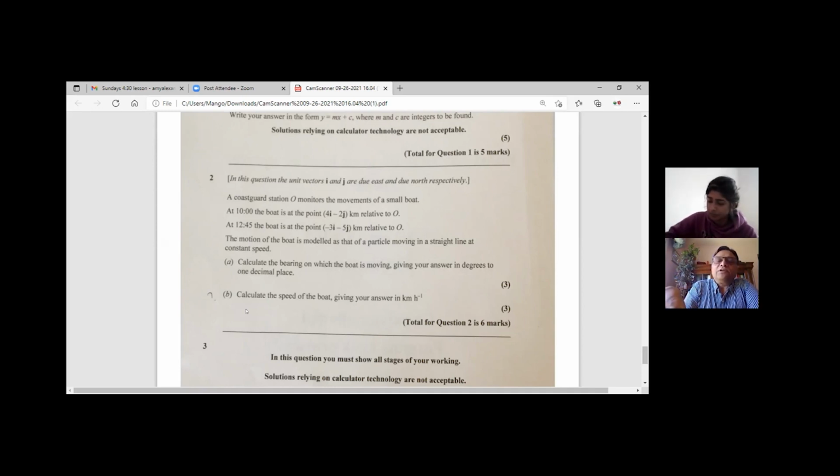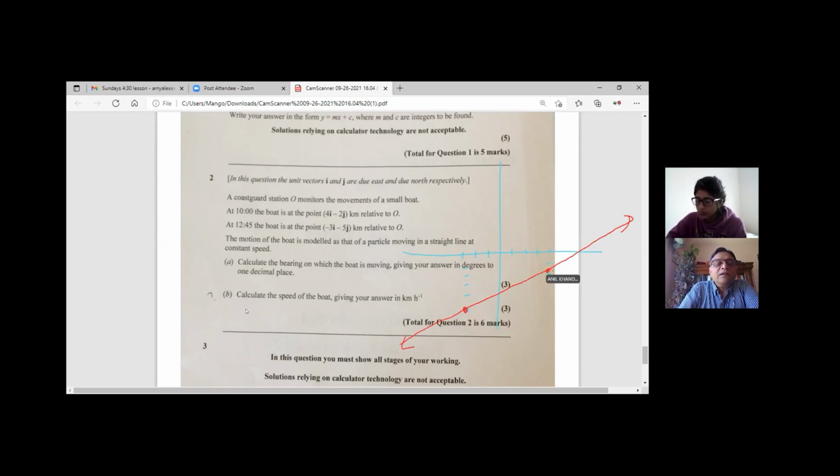That's what it means. So first thing, you have to sketch. When you plot 4i minus 2j, so 4 on this side and minus 2j, let's say this is 1, 2, 3, 4, and minus 2j means the point is here. And then the second point is minus 3i minus 5j. So we say 1, 2, 3, and minus 5, so it'll be 1, 2, 3, 4, 5, approximately here. Let me just connect these 2 points with a line.